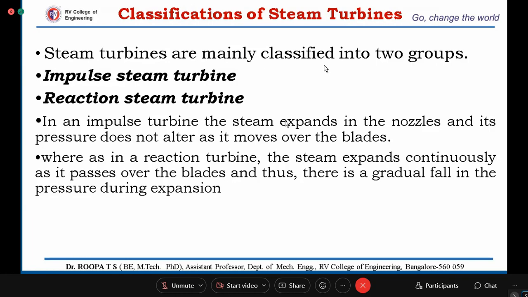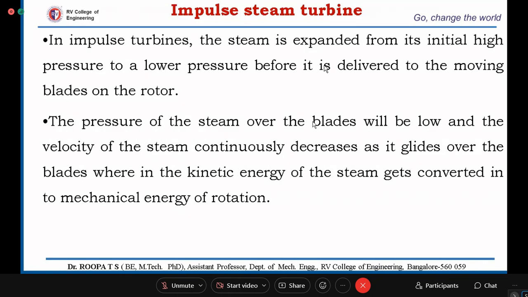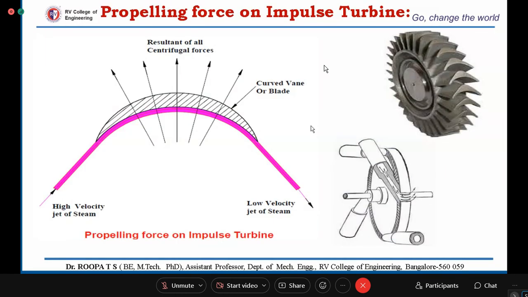Just to show you how the arrangement is in both types of turbines, I have the images here.